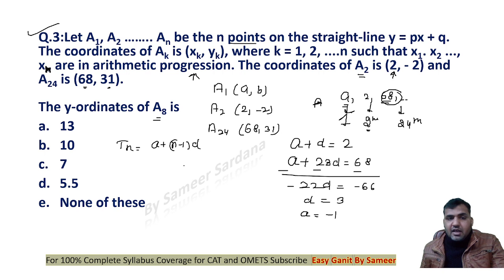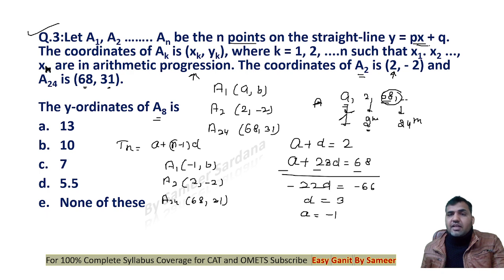So the abscissa of A1 is minus 1, and its ordinate is b. A2 is given to us as (2, -2), and A24 is given to us as (68, 31). Now we know all these points also lie on y equals px plus q. What we are supposed to find out is the y ordinate of A8.